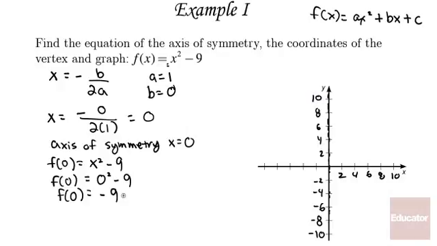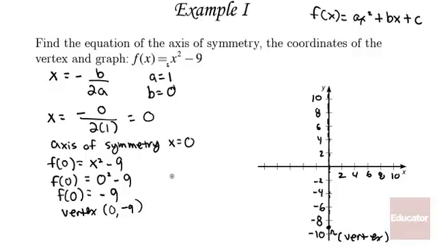So this is the y-coordinate for the vertex, the x coordinate is x equals 0. So the coordinates of the vertex are 0, negative 9. So 0, negative 9 is right there. Now, let me go ahead and write that in. That is the vertex right there.